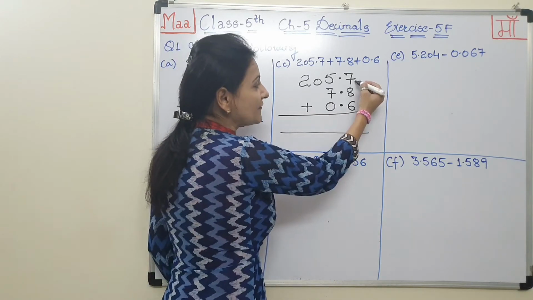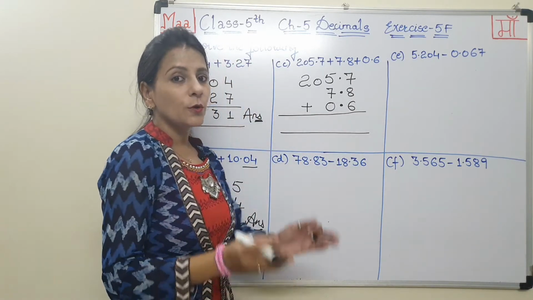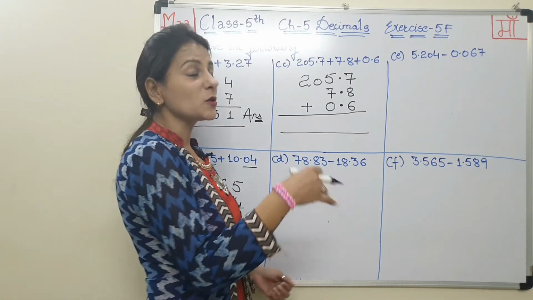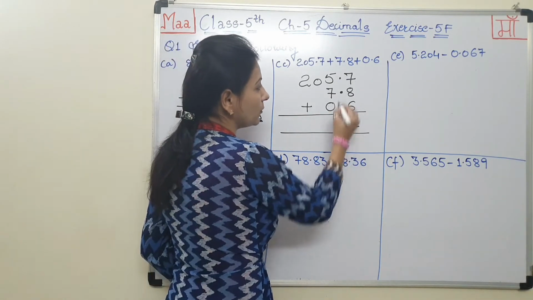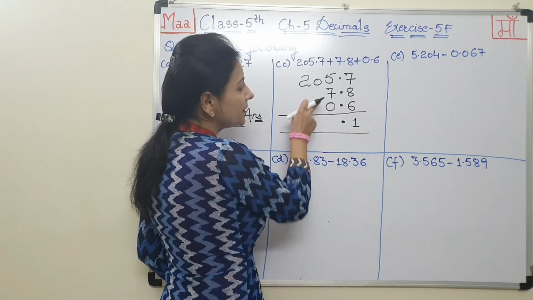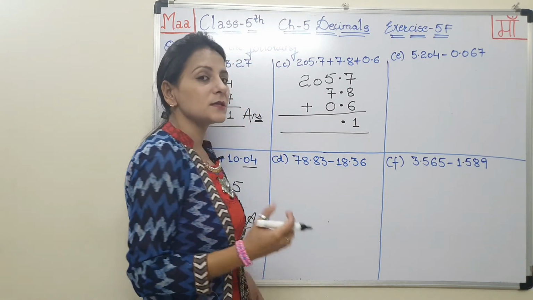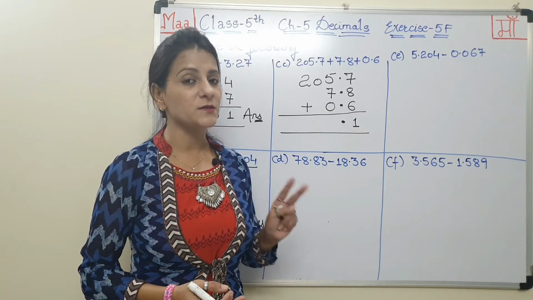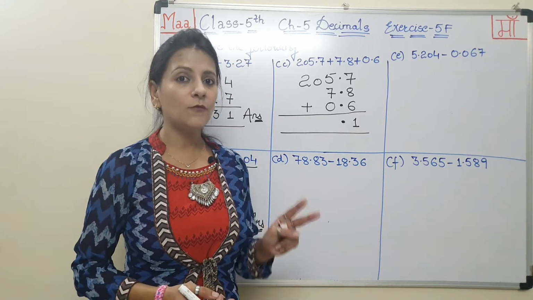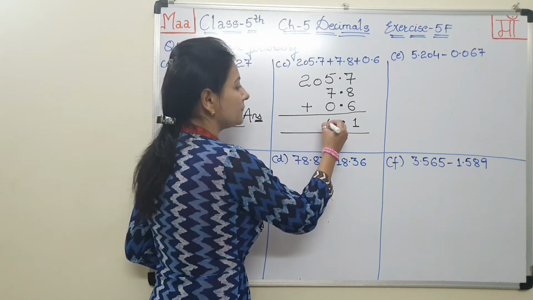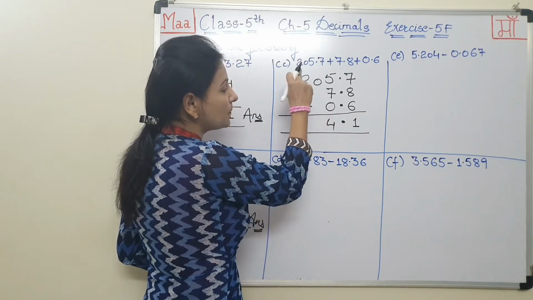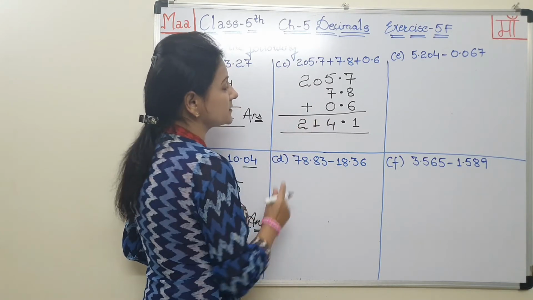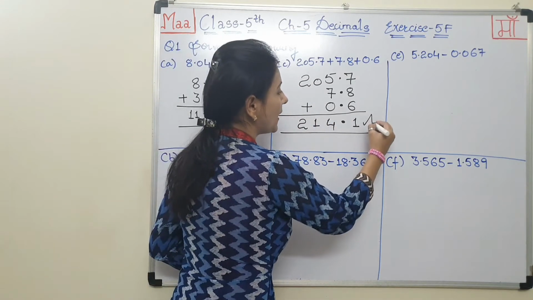So see, 7 plus 8 is equal to 15, and 15 plus 6 is equal to 21. So keep 2 in mind and 1 down. Here the decimal will come. Then 7 plus 5 is equal to 12. 12 plus 2, which was there in our mind, so 12 plus 2 is equal to 14. So keep 1 in mind and 4 down. Now 0 plus 1 is equal to 1, and then this 2 will come as it is. So 214.1 is the answer.